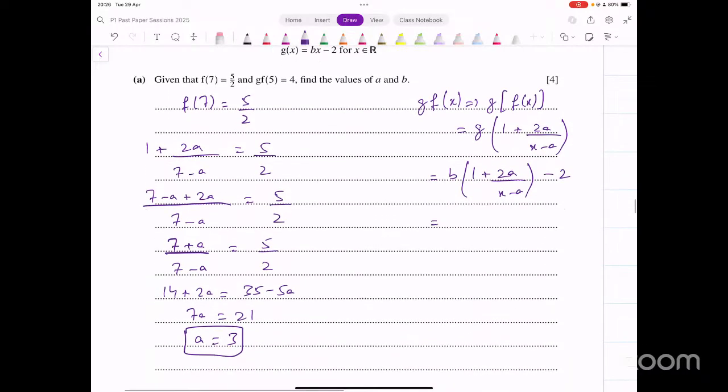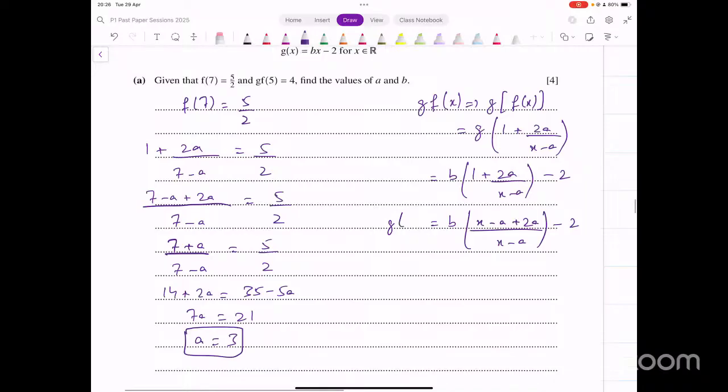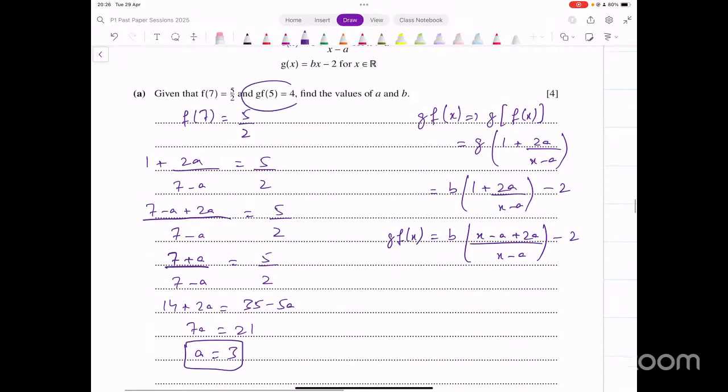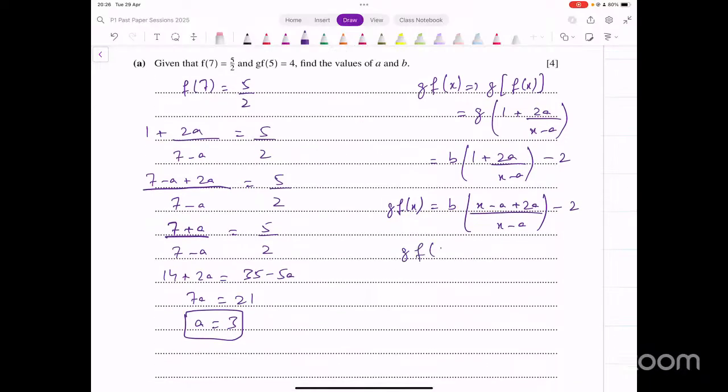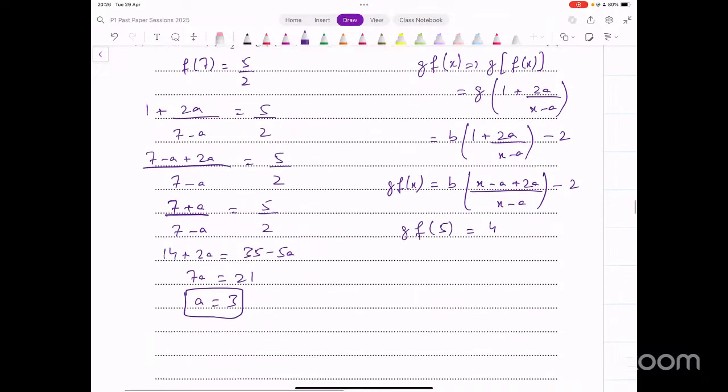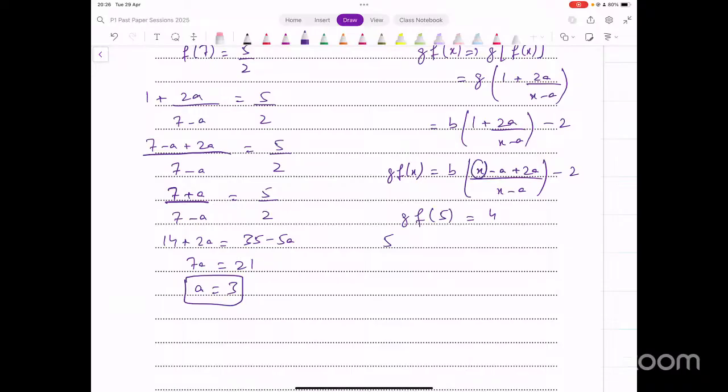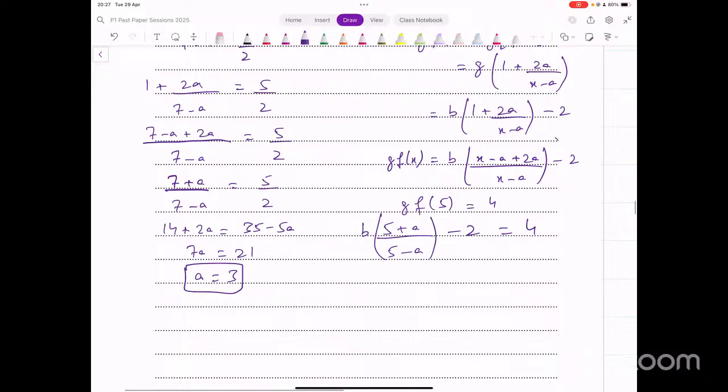We can simplify this so that it becomes b into x minus a plus 2a divided by x minus a. I've taken LCM inside the bracket, right? X minus a is the denominator. This gets multiplied by 1 plus 2a, and then you have minus 2 outside. This is gf of x. Now we are given that gf of 5 is equal to 4. So that means when we input the value of x as 5 here, that should equal 4. Input x equal to 5. That gives us 5 minus a plus 2, that becomes plus a, divided by 5 minus a on the left side, times b, minus 2, that should equal 4. Right? I've just input x equal to 5 in this.